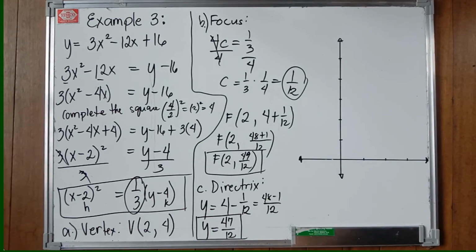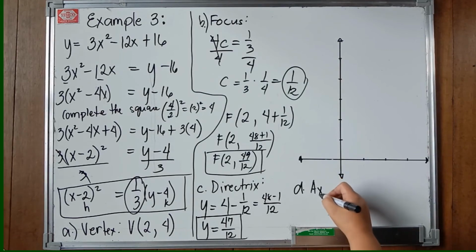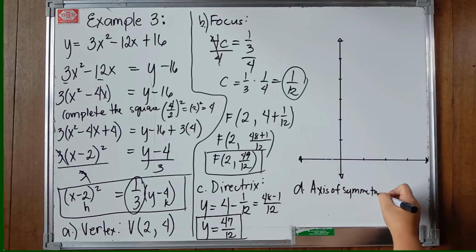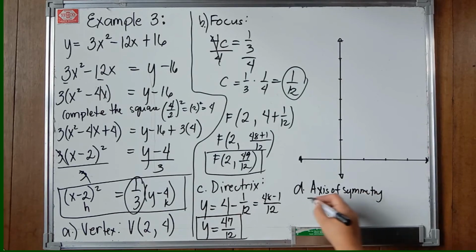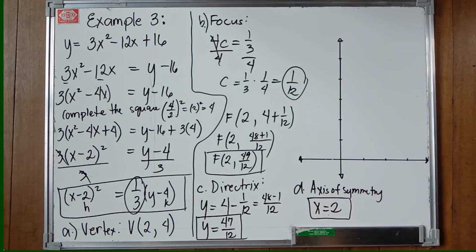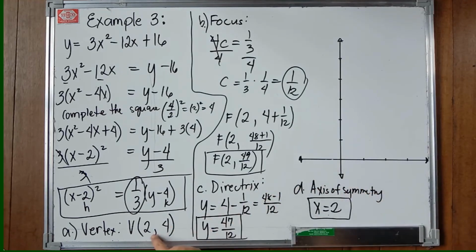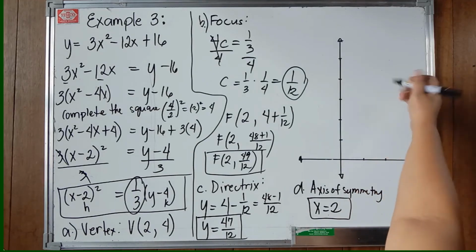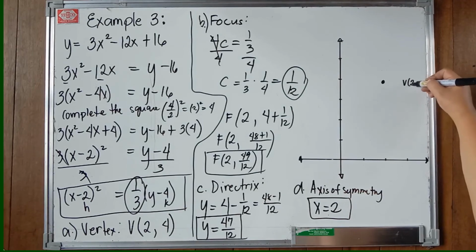Now let's plot the graph. Let's plot the points. So let's find first the axis of symmetry. The clue here is the x on the vertex. That is the axis of symmetry. So our vertex is at (2, 4). So that is our vertex at (2, 4).